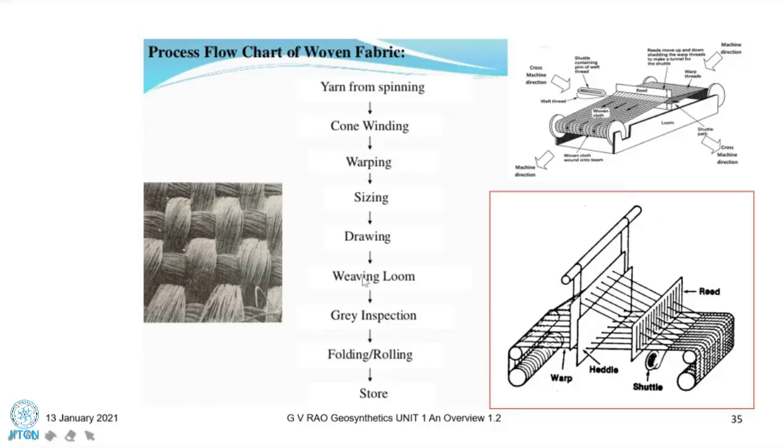Then the weaving system comes and inspection is also done continuously. There's an operator who is always watching for any break of threads and things like this. And then ultimately it is rolled automatically. So that is the process of making a woven fabric.